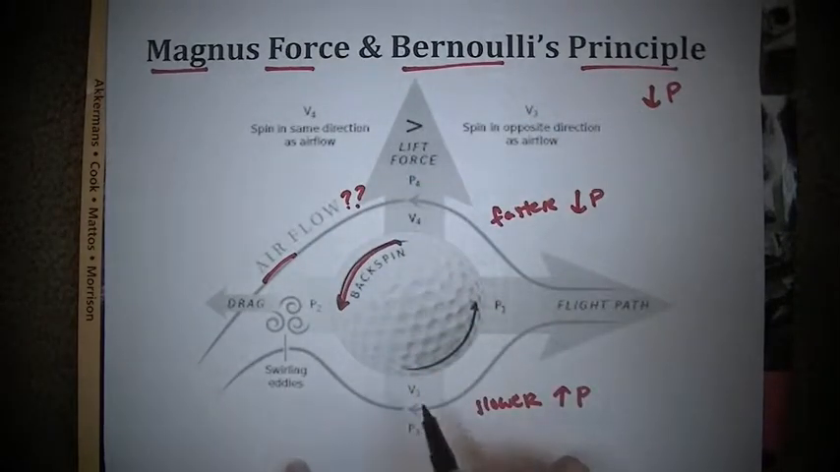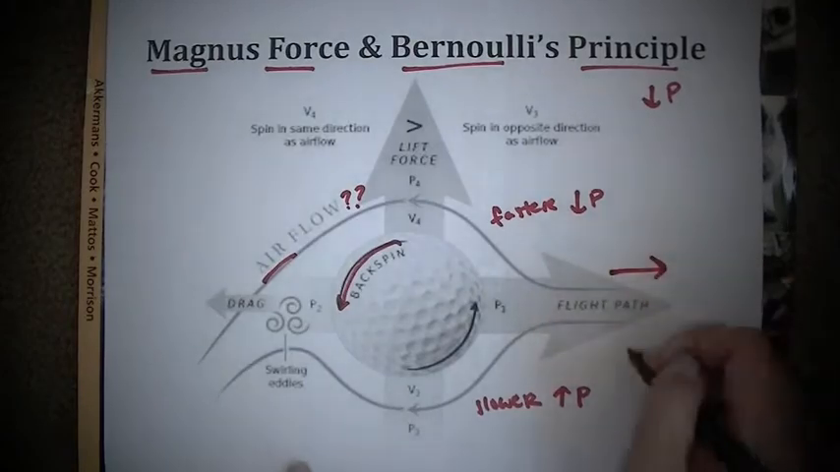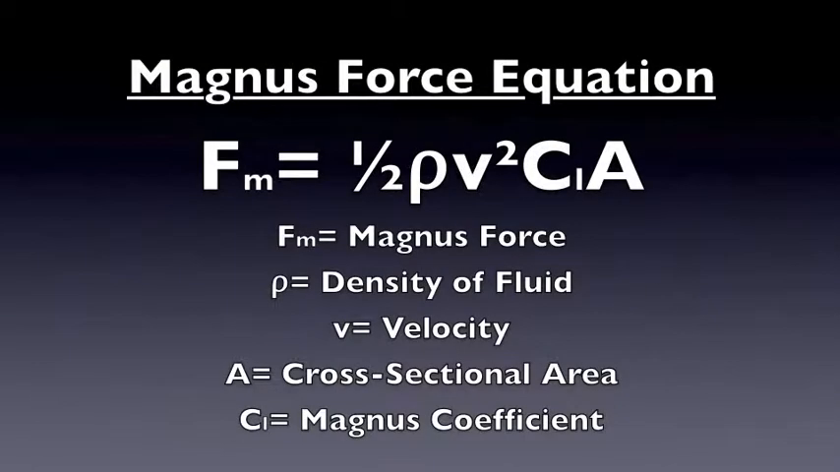The Magnus force counteracts gravity and enables the ball to travel further. The Magnus force lifting the ball is calculated using the density of the fluid, velocity, the Magnus coefficient, and the cross-sectional area, where F sub m equals Magnus force, rho equals density of fluid, v equals velocity, c sub l equals Magnus coefficient, and A equals cross-sectional area.